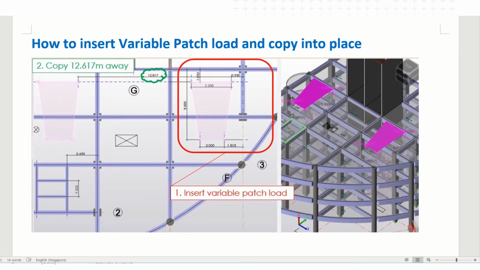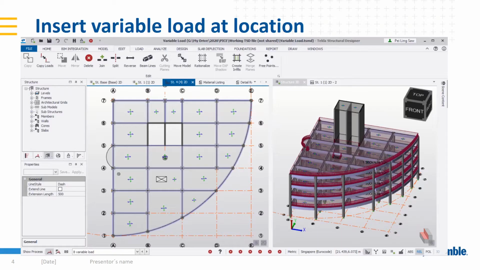Here is what we will do. Firstly, insert variable patch load at the location shown, and then copy it 12.617 meters away from where it was first inserted. And then you'll end up with two patch loads that look like this in the 3D space.